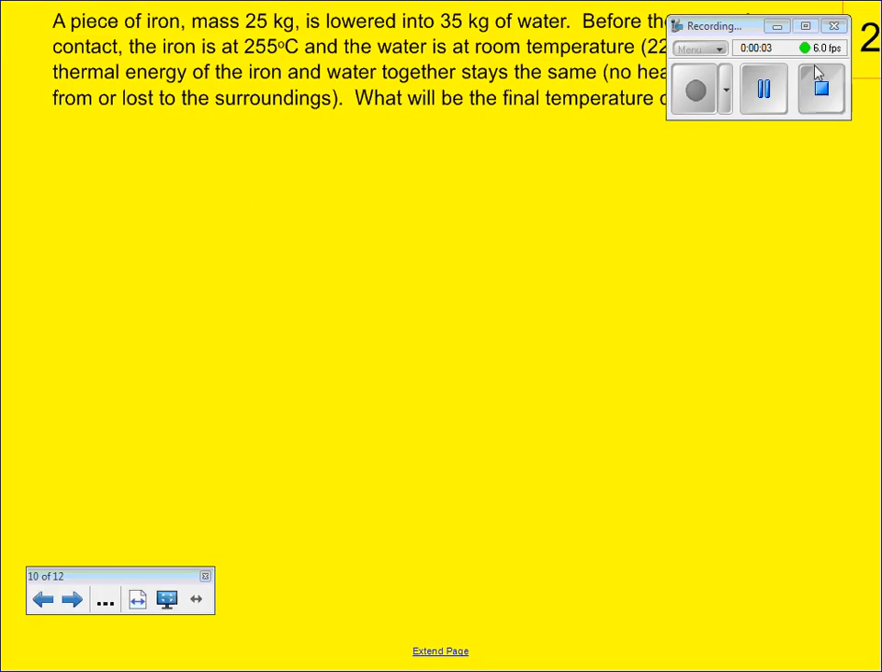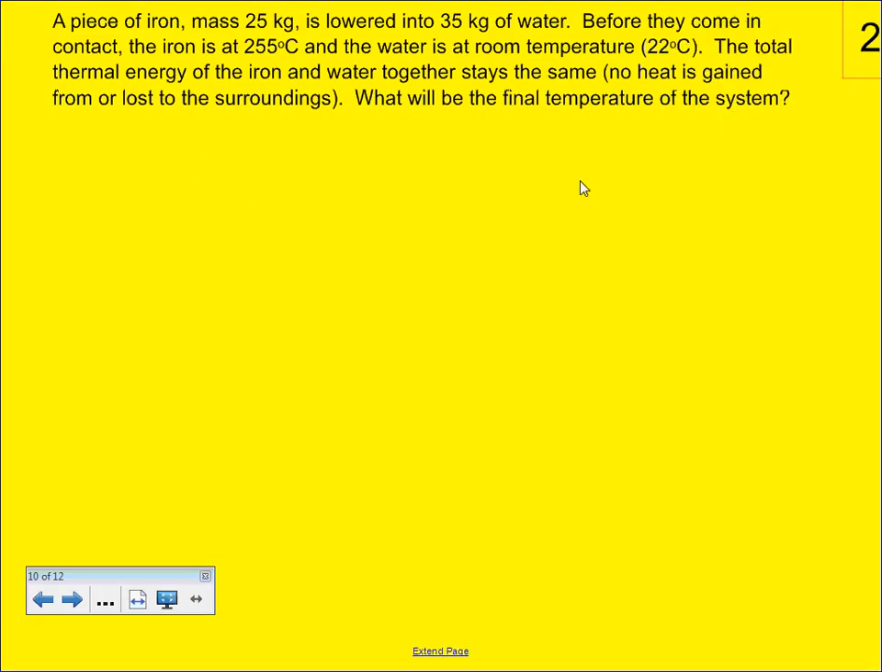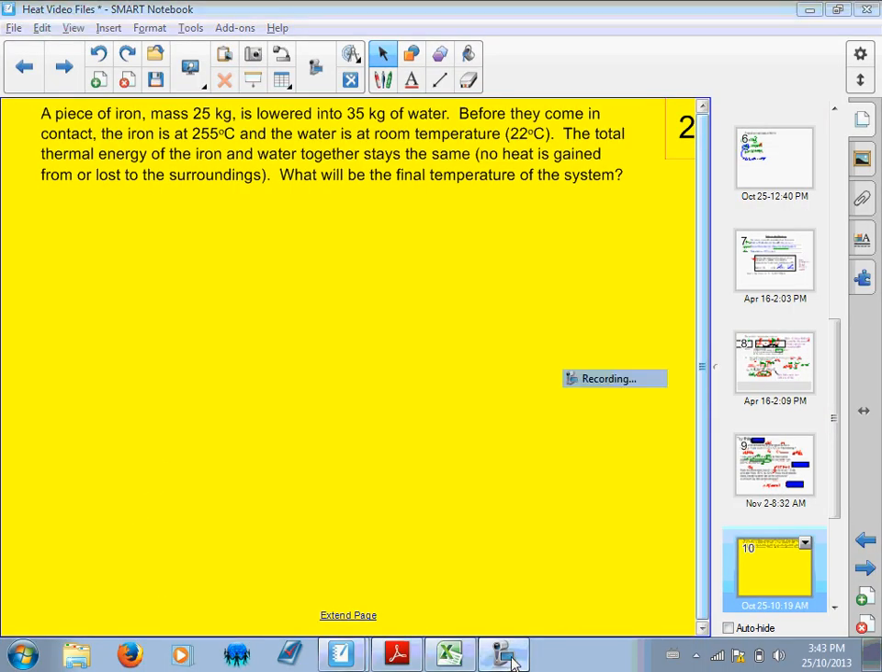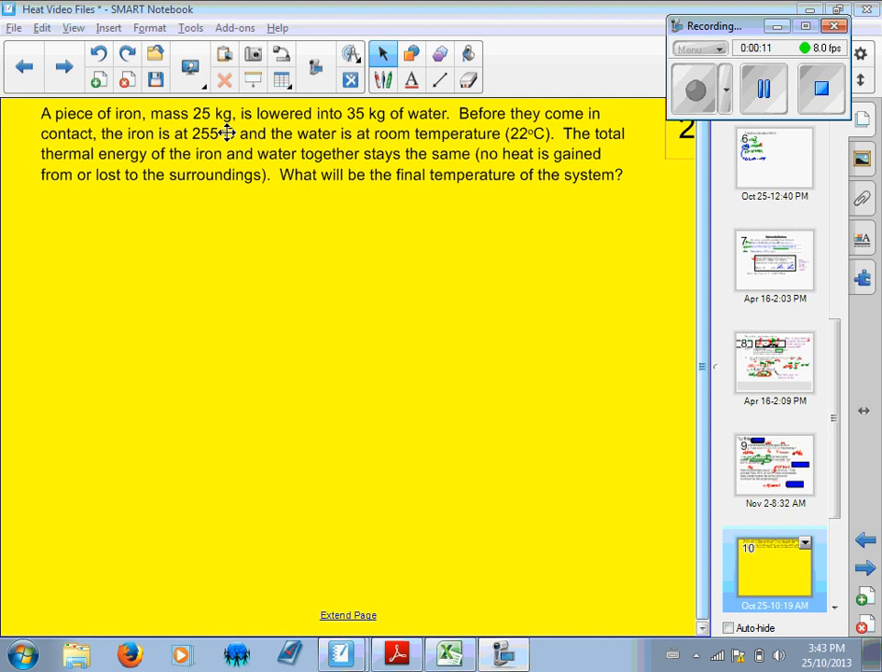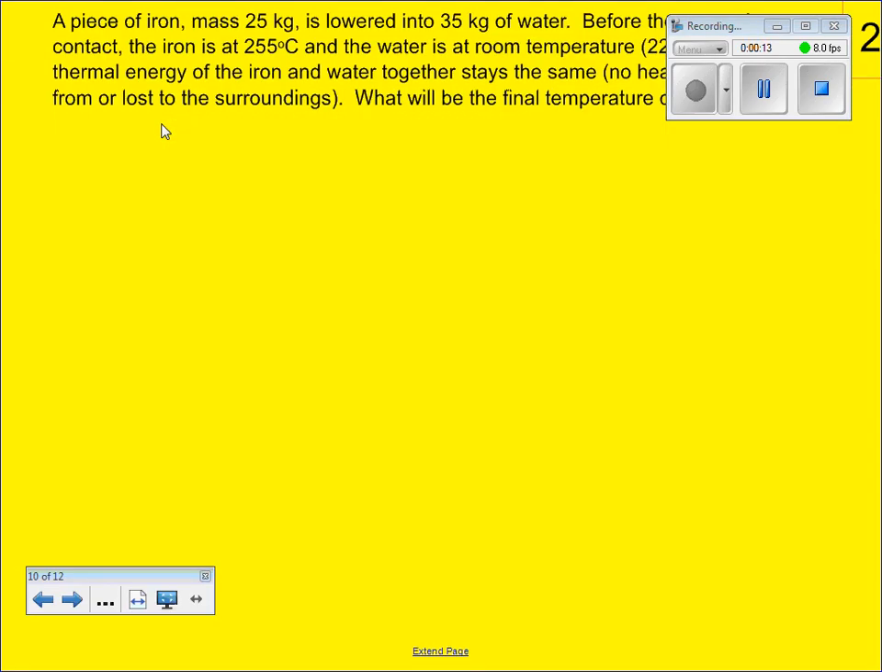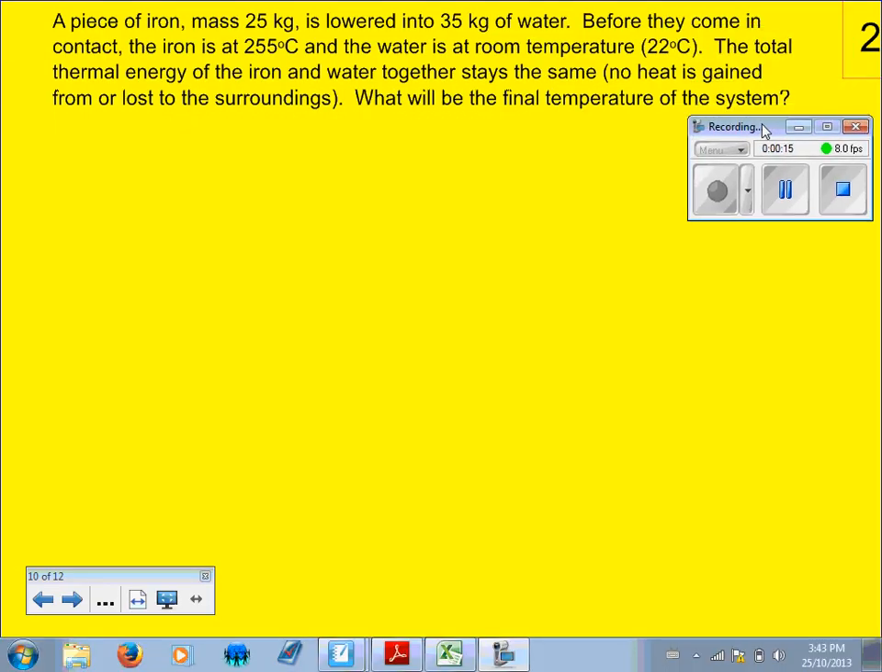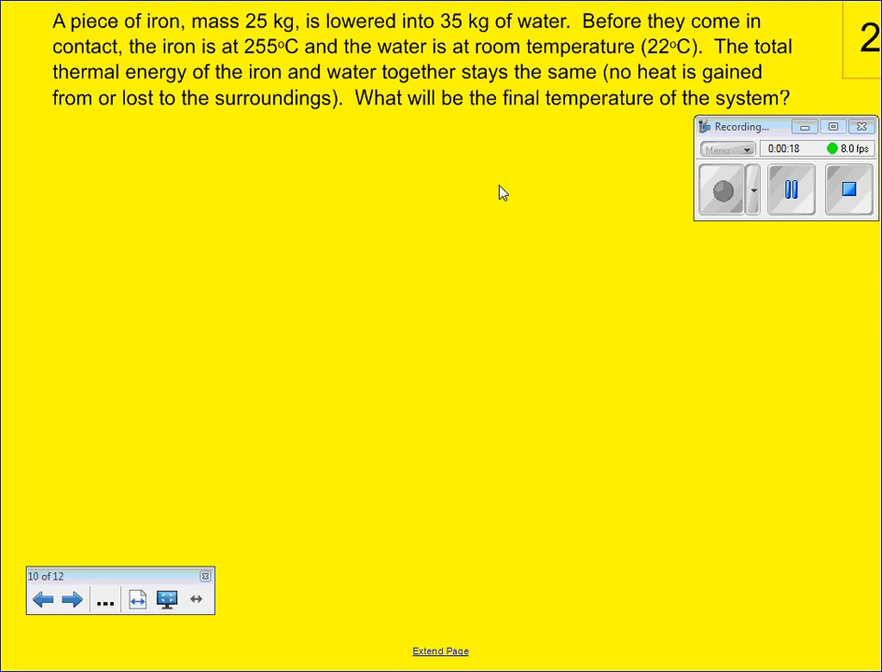All right, now we're tackling another level of heat transfer, following a principle called the principle of heat exchange. It's also called the law of conservation of heat. It's very similar to the conservation law for energy in that it's basically just saying that heat is not created or destroyed, it just transfers from one place to another.